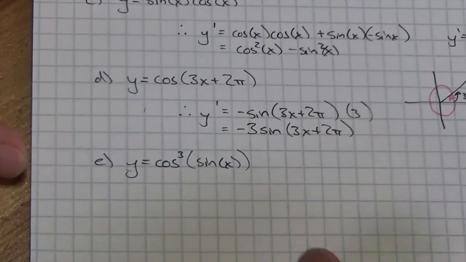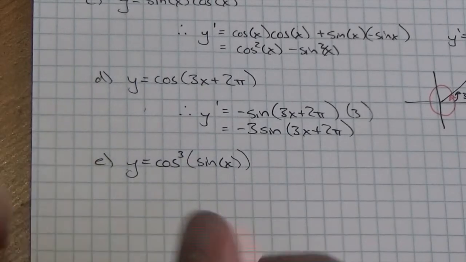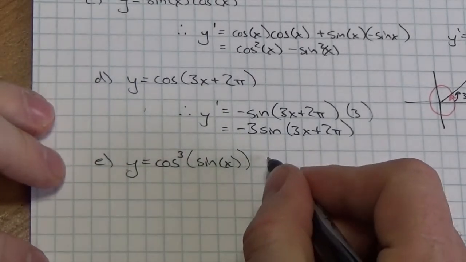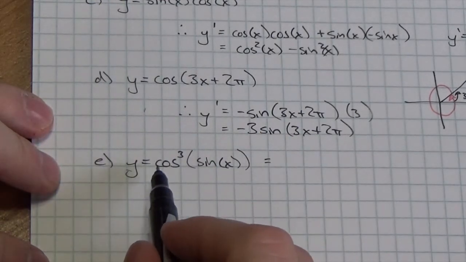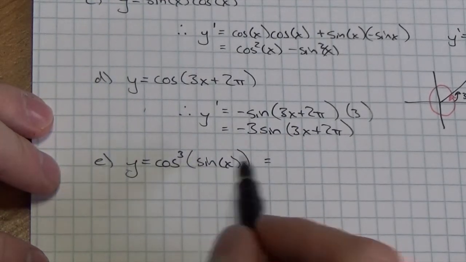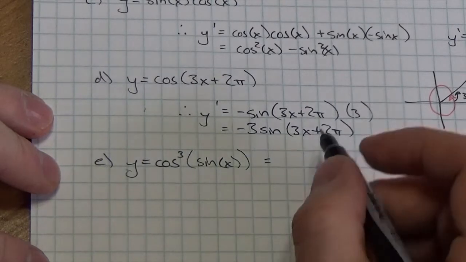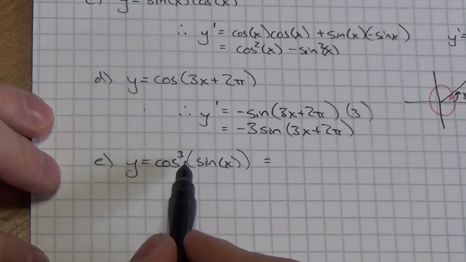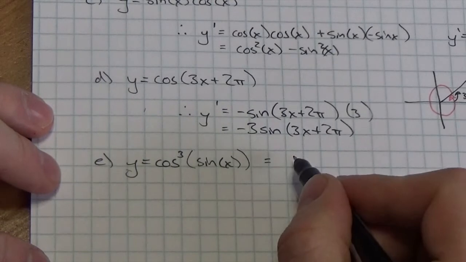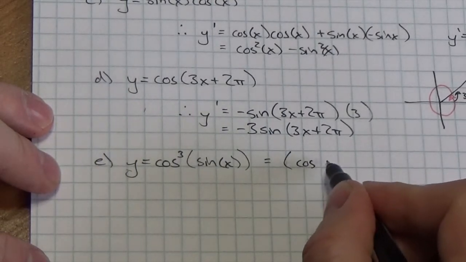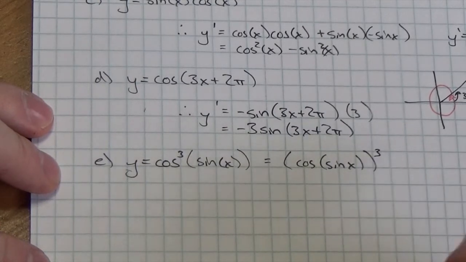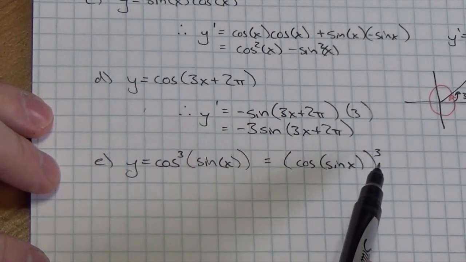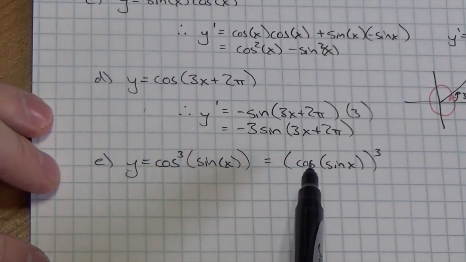Let's take a look at another one. Okay, so now here I've got a couple things going on, and let's make sure that we see clearly what's happening with this one. I've got the cosine cubed of the sine of x. Well, and again, you need to know what it means when that cube is right there, and what that means is that we've got this additional external function here. We are cubing the cosine of the sine.